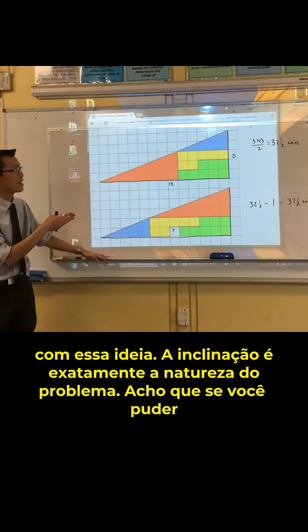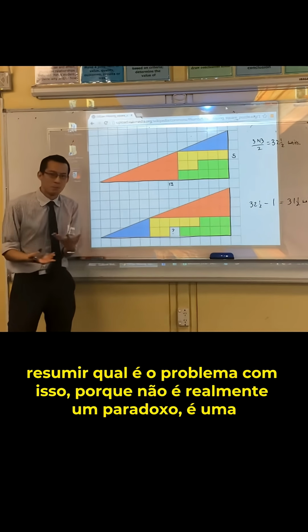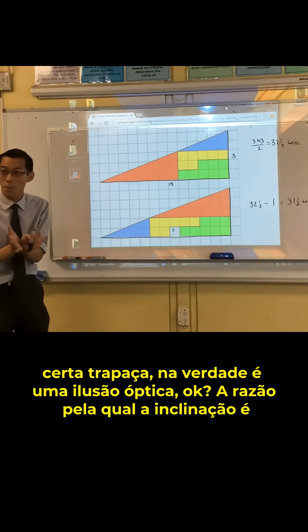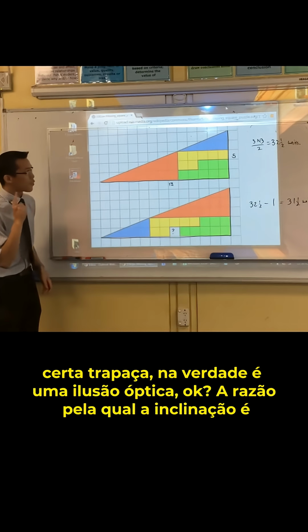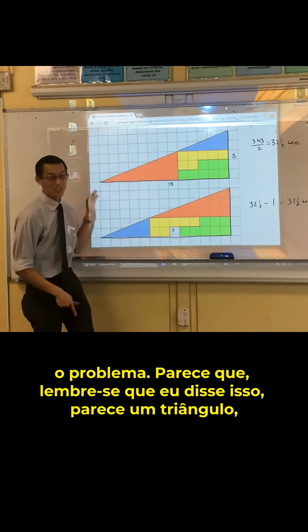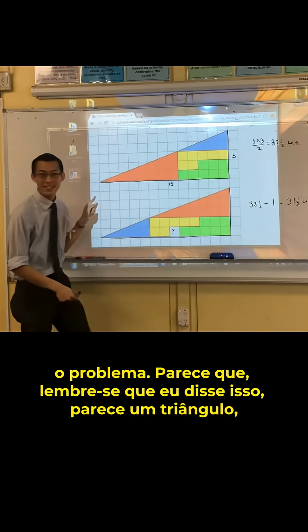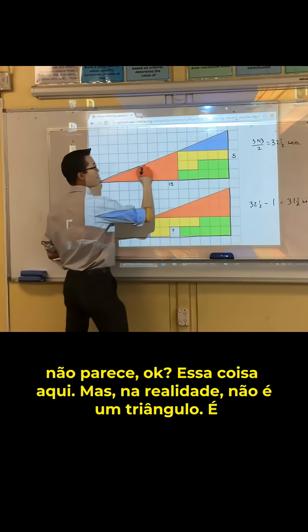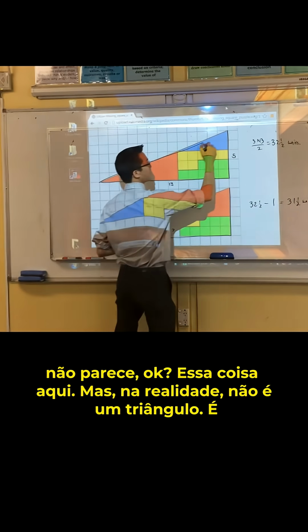I think if you could summarize what's the problem with this, because it's not really a paradox, it's a bit of a cheat. Really, it's an optical illusion. The reason why is slant is the issue. It looks like, remember I said this, it looks like it's a triangle, doesn't it? This thing here, but in fact, it is not a triangle at all. It is actually a quadrilateral.